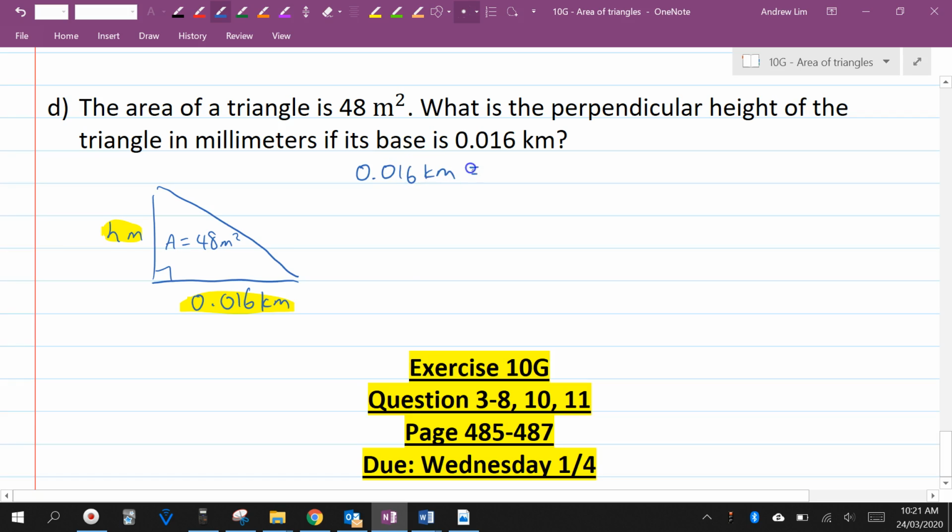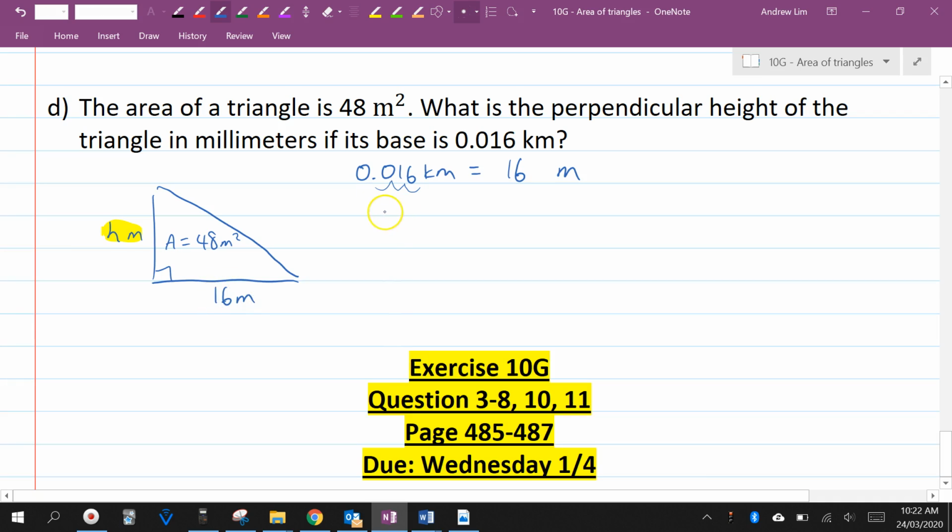So I'm just going to convert 0.016 kilometers into meters. Now one trick to knowing whether to multiply or divide: because the units are getting smaller, this number is going to get bigger. That means we need a times. So I'm going to multiply 0.016 by 1000 because there are 1000 meters in a kilometer, which means I'm going to move the decimal point to the right 3 times. 1, 2, 3. So that's 16. I'm going to replace this base with 16 meters.